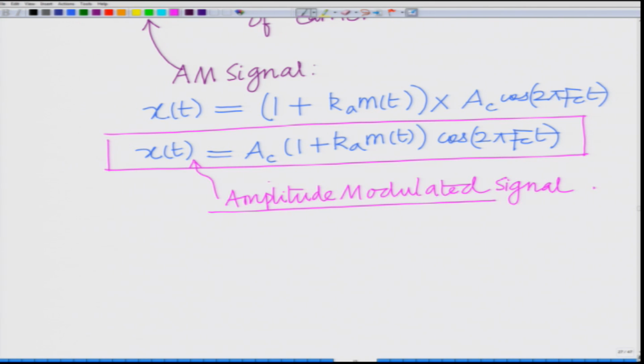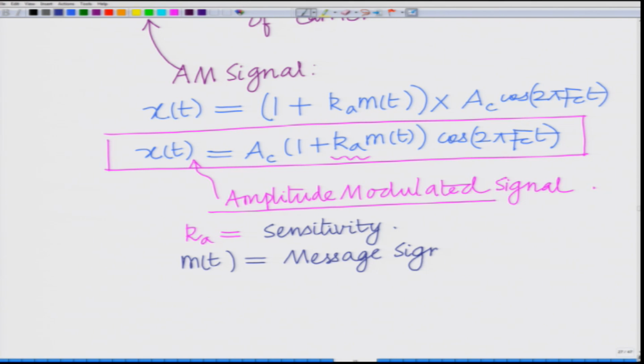Let us explain. Of course, we have already seen what A_c is. A_c is the carrier amplitude, f_c is the carrier frequency, and this constant k_a is also known as the sensitivity. k_a is the sensitivity of this AM signal. And m(t) is the message to be transmitted. This is your message signal, that is the message we want to communicate or transmit.